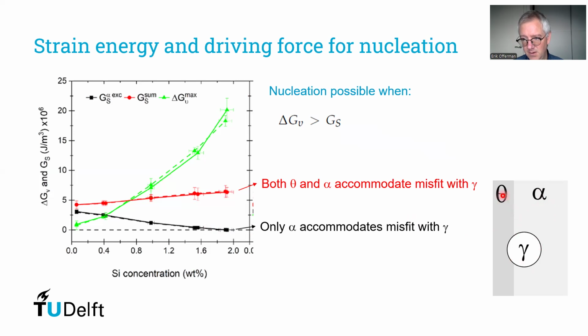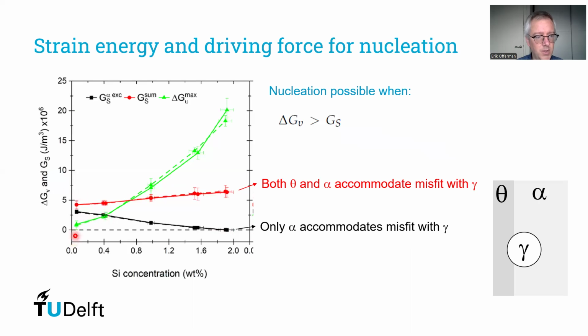And there's no accommodation of the misfit in the theta, because the energy penalty for that is higher than for the ferrite. And in that case, nucleation can just happen, and that's also what we experimentally observe.